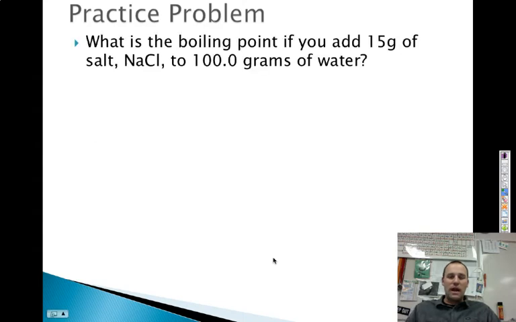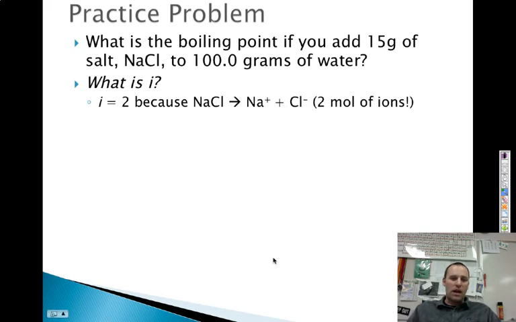So let's do a practice problem for boiling point. What is the boiling point if you add 15 grams of salt to 100 grams of water? In this case, what is I? Well, again, we kind of already did it before. I is equal to 2 because sodium chloride makes 2 moles of ions. Okay? For some reason, that's like the hardest thing for people to get their mind wrapped around. It's not that complicated. Just treat it as counting up how many ions there are and balancing the equation. Okay, so we have 2 moles of ions in this case.